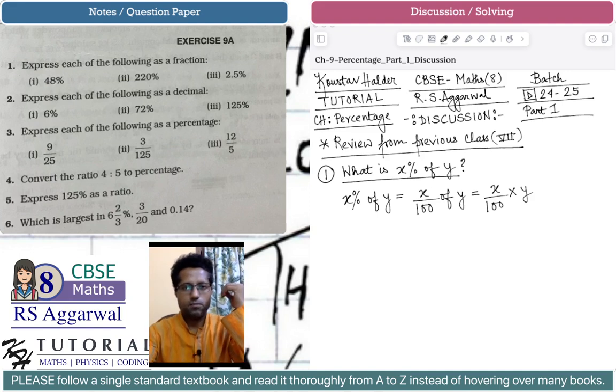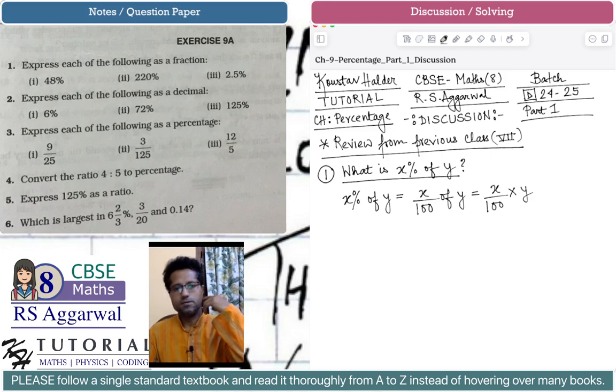So in this video, let's discuss what you have already learned in your previous class 7. I will not go into much theoretical aspects of the concepts of percentage, but I will straight away dive into the formulas related to the concepts with some explanation, with some illustrative examples, and at the end we'll solve the problems of exercise 9A.